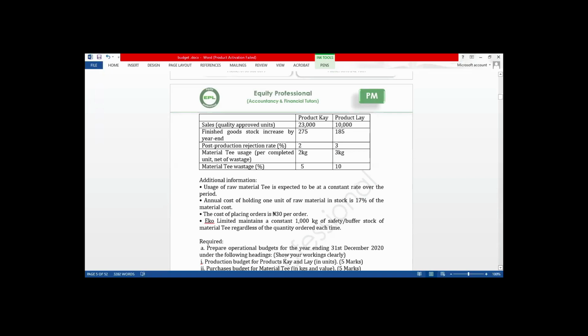Now, please note, if you are told in a question that the company maintains a constant level of stock, what that means is your closing stock is the same as your opening stock. In this case, we can ignore the figure.